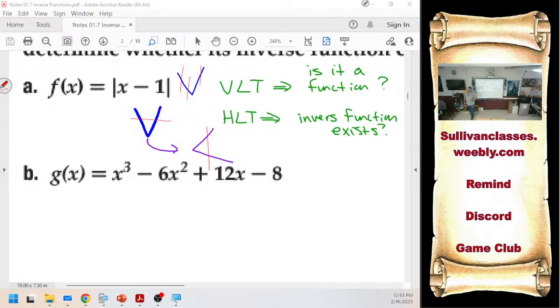So you test with vertical to see if it's a function. You test the horizontal to see if the inverse is a function. Vertical line test, is it a function now? Horizontal line test, will it be a function after I inverse? It's just now versus prediction.